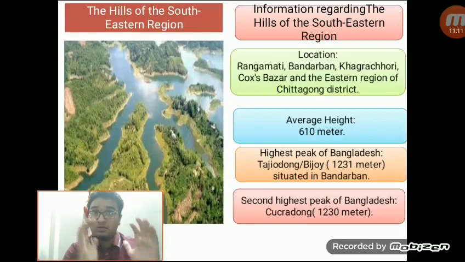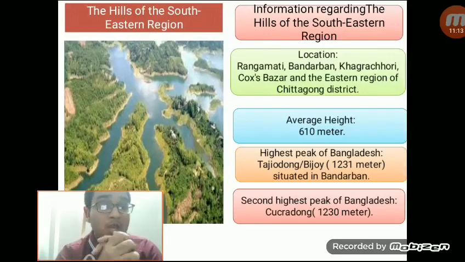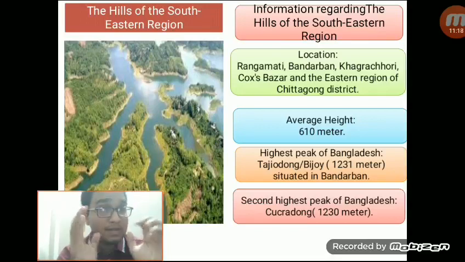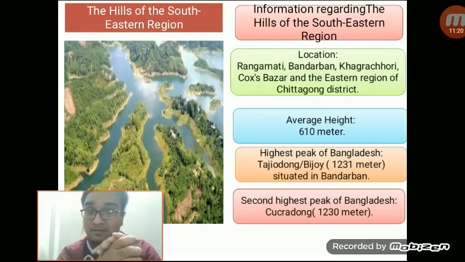Okay, so that's all about the hills of the southeastern region. When you write about the hills of the southeastern region, you will use these data and information. Definitely, you will get good marks in your examination.